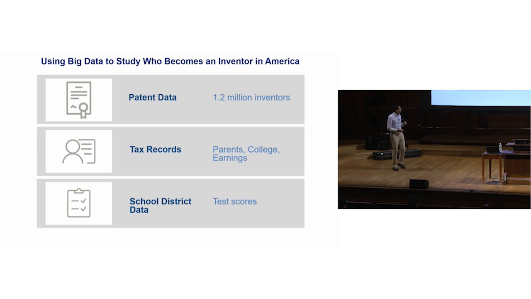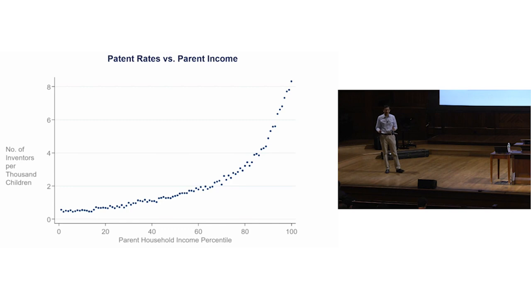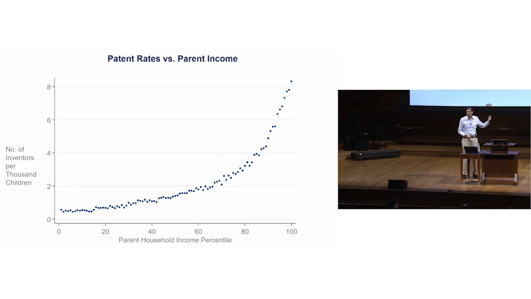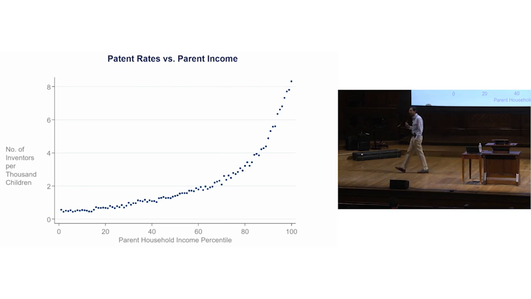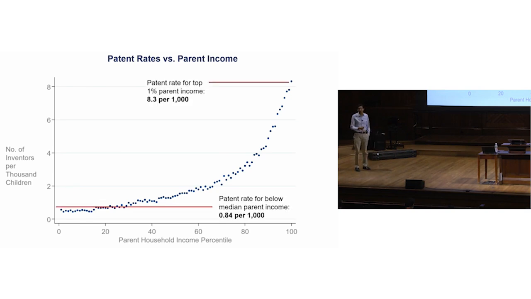And then the third piece of information that we're going to use is information from the New York City School District on test scores of all kids who went to New York City schools between 1989 and 2009. So that's about 2.5 million kids for whom we have detailed information on test scores while they were growing up, and you'll see why that also ends up being quite useful for this analysis, and we're able to link that data as well to the other two data sets, okay? Okay, so I'm going to start with this chart here using that linked data. This chart plots your probability of having a patent by the time you're in your mid-30s versus parent income, okay?